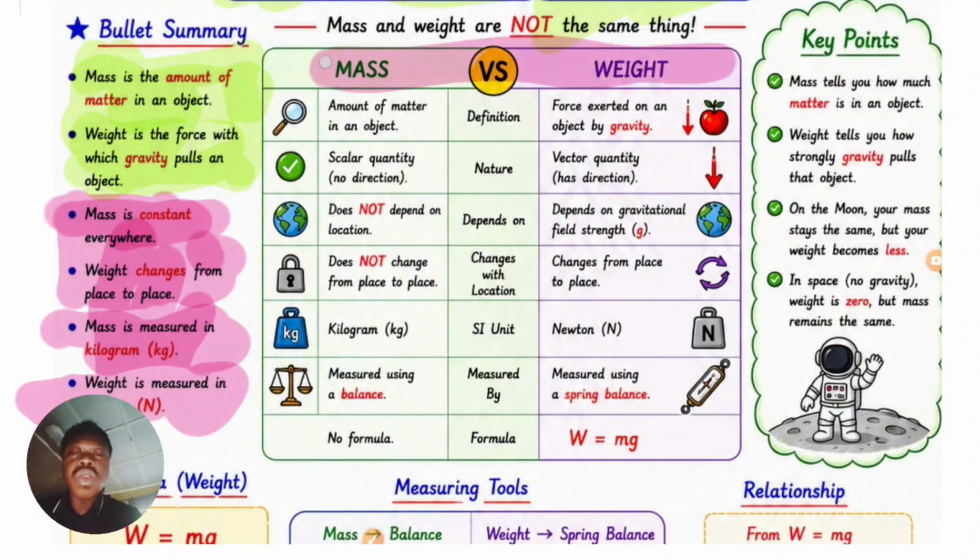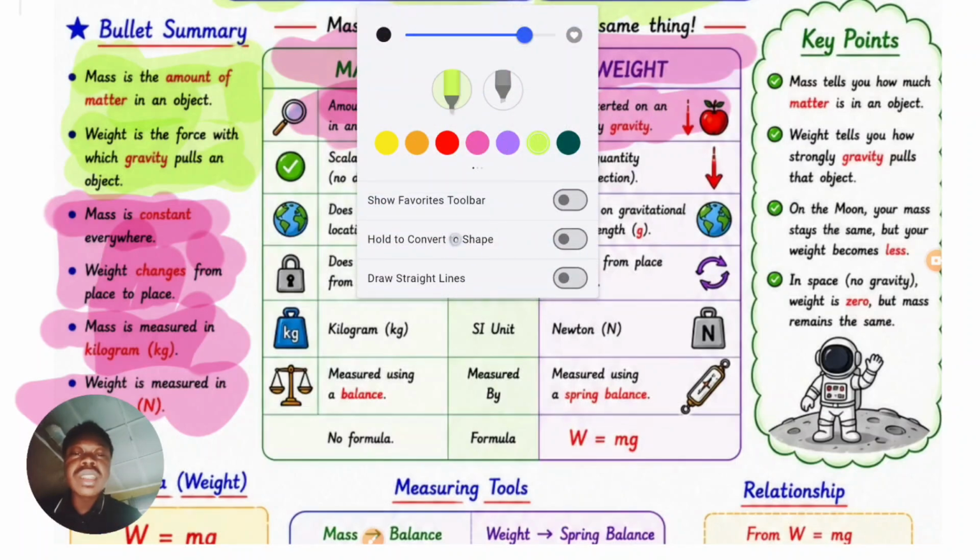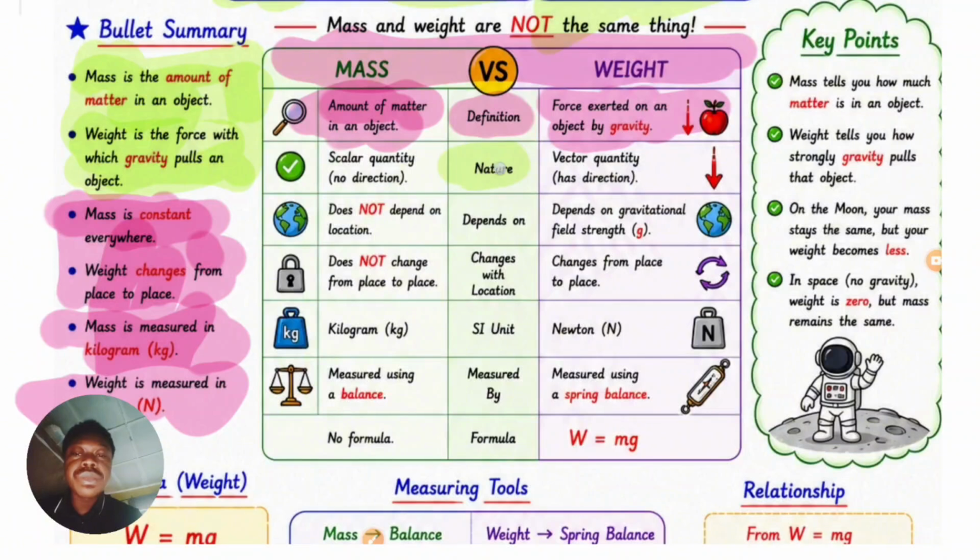So mass versus weight. Alright, by definition, the amount of matter in an object is mass, while the force exerted on an object by gravity is weight. The second is by nature. Mass is a scalar quantity, it has no direction, while weight is a vector quantity because it has direction. The third difference is by what it depends on. Mass does not depend on location, but weight depends on the gravitational field strength on the earth.